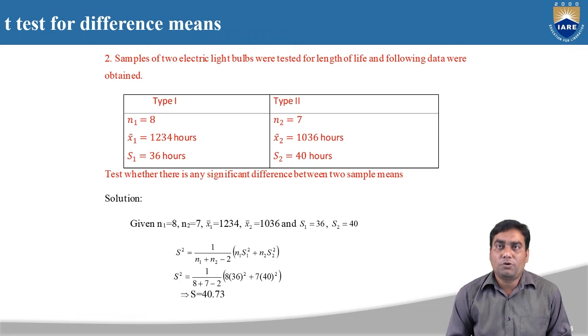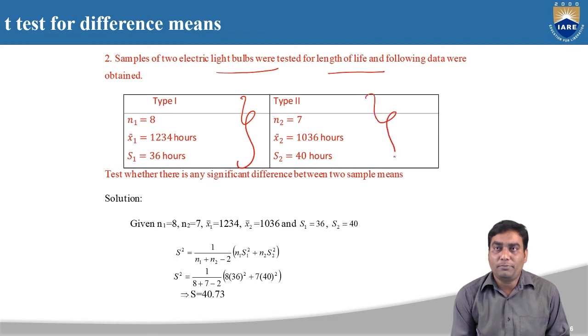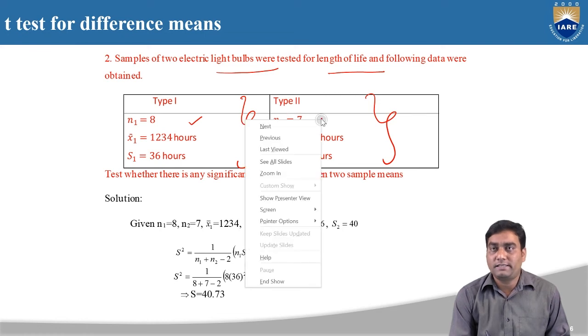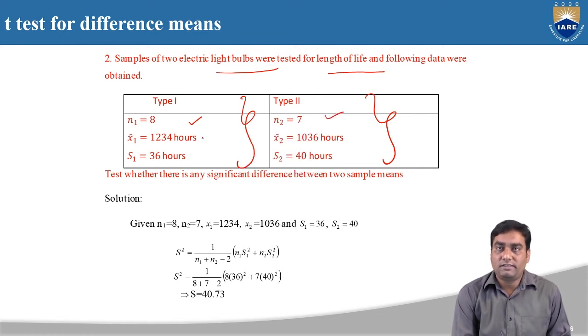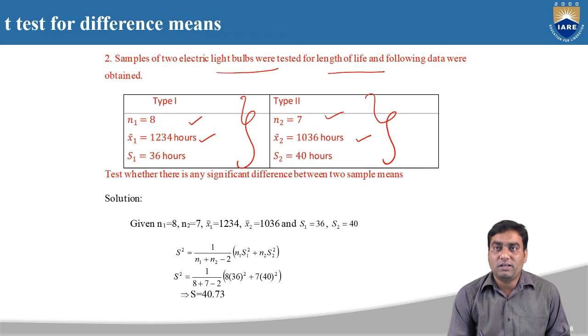Similarly, if we consider another problem: samples of 2 electric light bulbs were tested for length of life and the following data were obtained. So 2 electric light bulbs are given, type 1 and type 2, two different types. The first type sample size is 8, the second type sample size is 7. The first type sample mean is 1234 hours and the second sample mean is 1036 hours. The first sample standard deviation is 36 hours and the second sample standard deviation is 40 hours. Now test whether there is any significant difference between the two sample means.